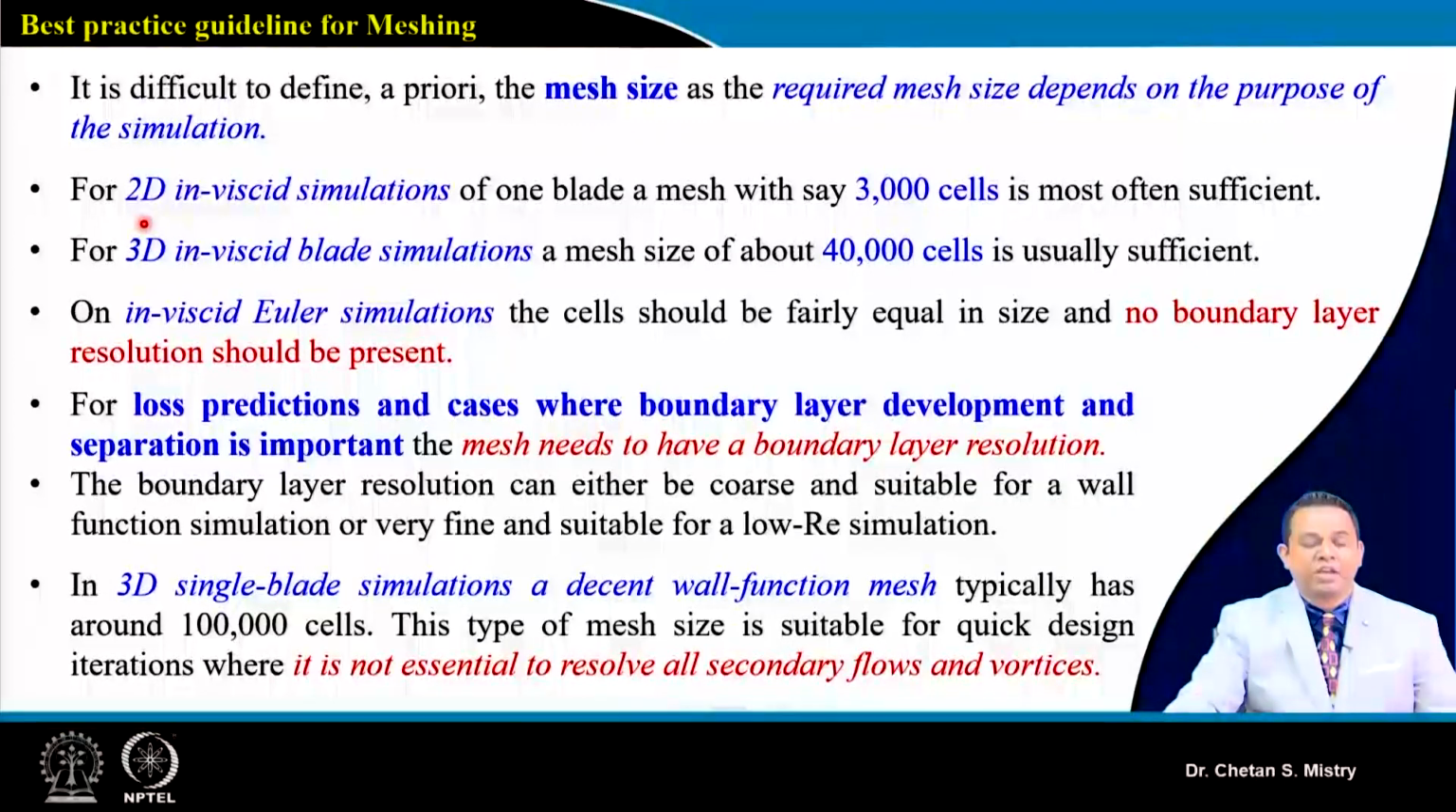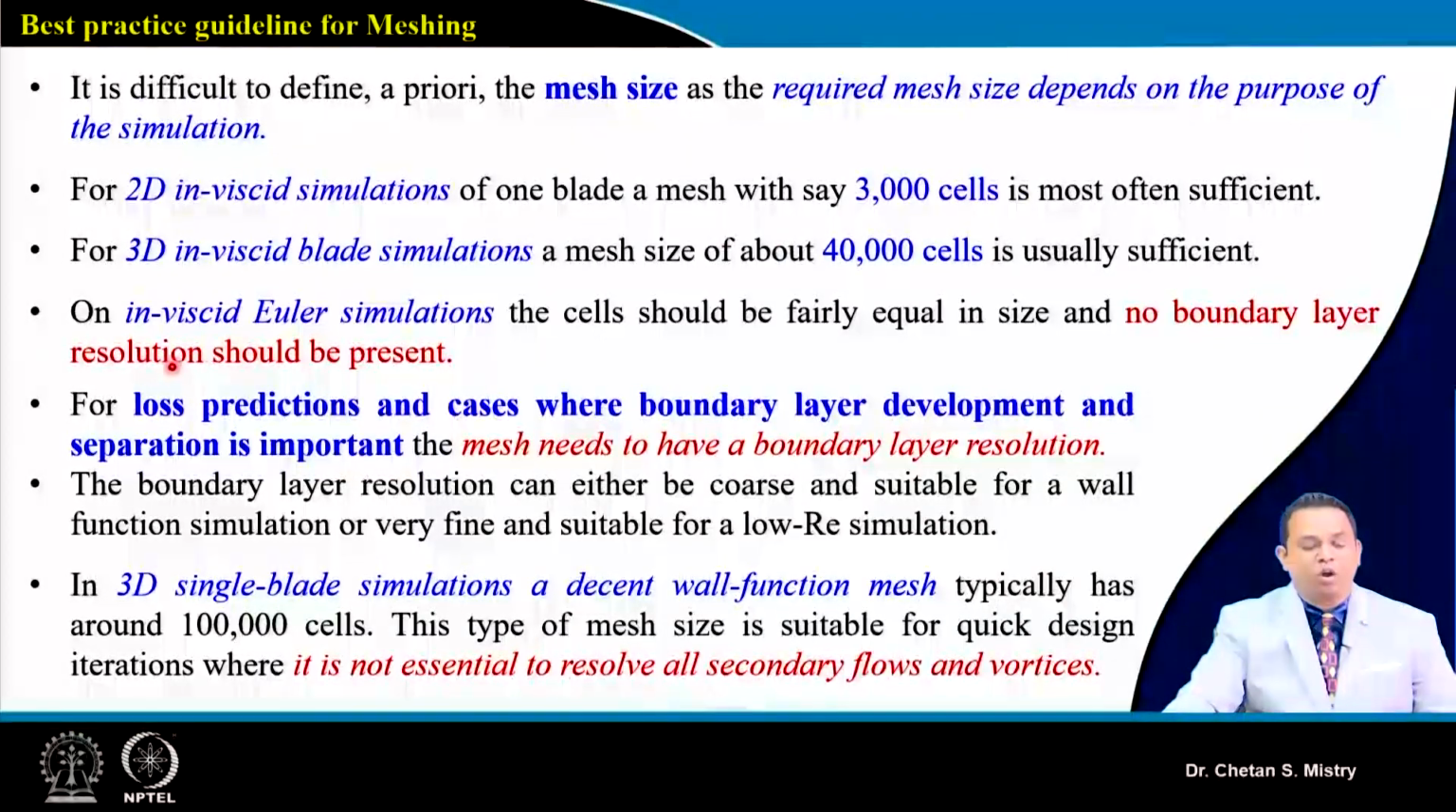It says that when we are having a 2D inviscid simulation of one blade, a mesh with 3000 cells is sufficient. You can understand that when we are analyzing a potential flow configuration, 3000 cells is more than sufficient. When we are going with a 3D inviscid blade simulation, you need to go with about 40,000 cells, which is sufficient. Now this was the earlier analysis. These days also people analyze using inviscid simulation to get some idea of what is happening with the flow.